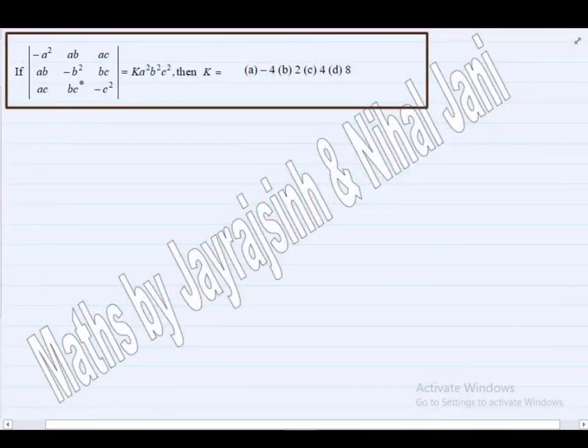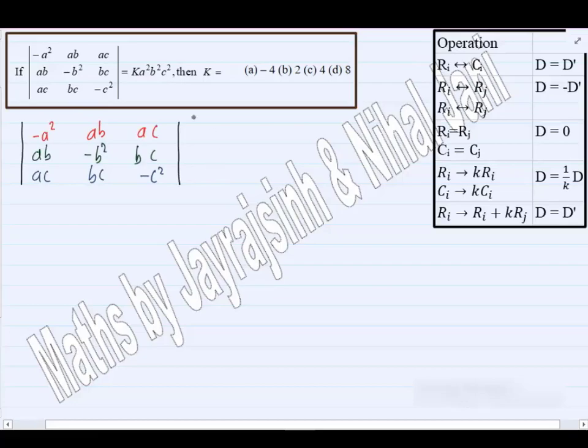In this question, we have one determinant which is equal to k a square b square c square, and we have to find the value of k. So let's begin with our left hand side. Here it is. Now our simplification can begin with the fourth operation. We can take a, b and c from the first, second and third row.